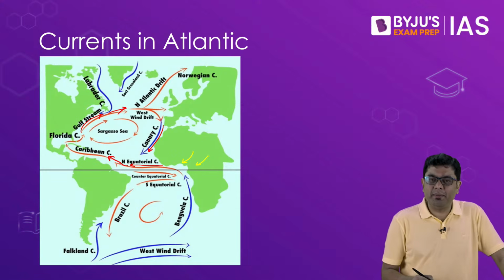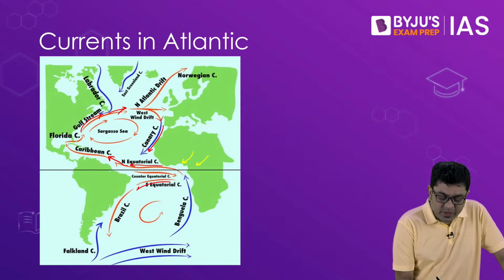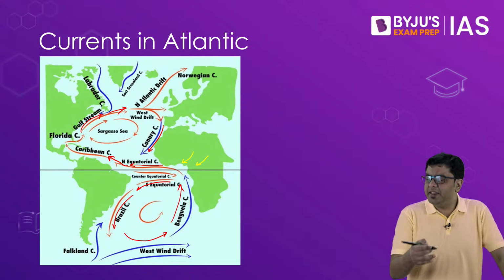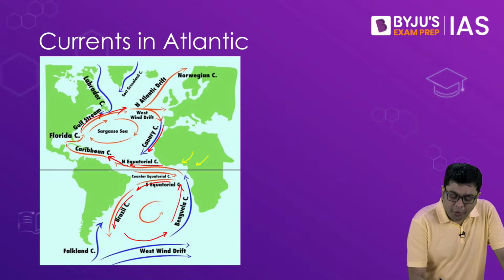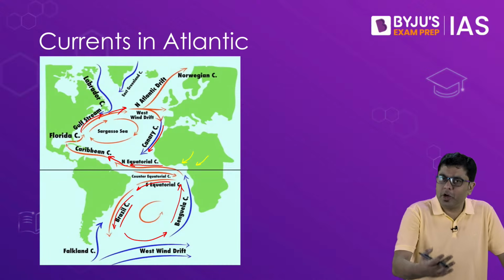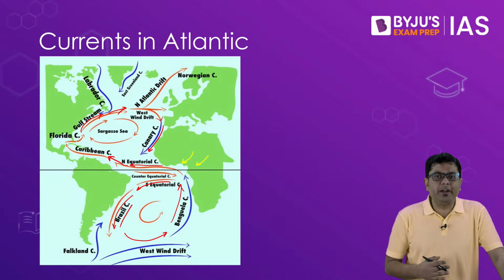Whereas in the southern hemisphere everything bends to the left, and that is why you have an anti-clockwise circulation. Even in the southern hemisphere, observe, the Brazil current is a warm current as it brings water from the equatorial or the tropical region to the higher latitude.